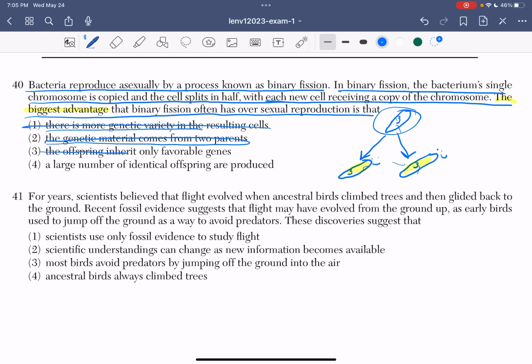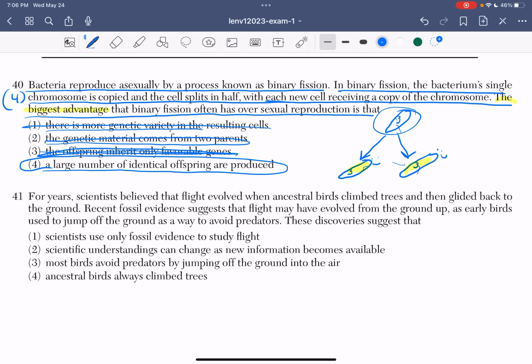The offspring inherit only favorable genes? That's not how it works. You inherit what you inherit. A large number of identical offspring are produced? Yes. That's true. I mean, I don't know how beneficial it is, but the answer for 40 is choice number 4.